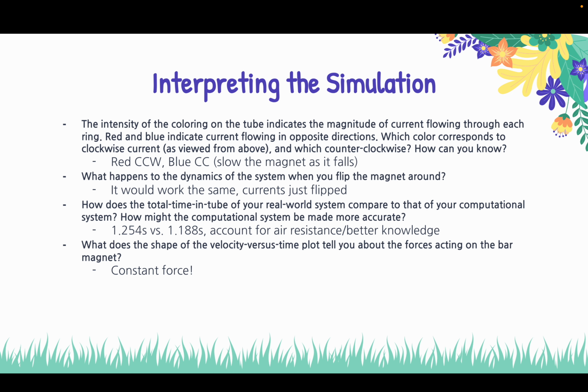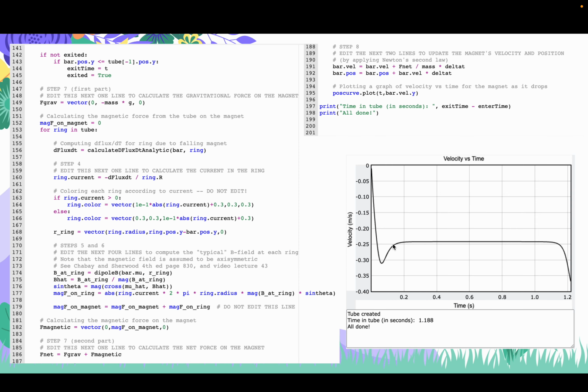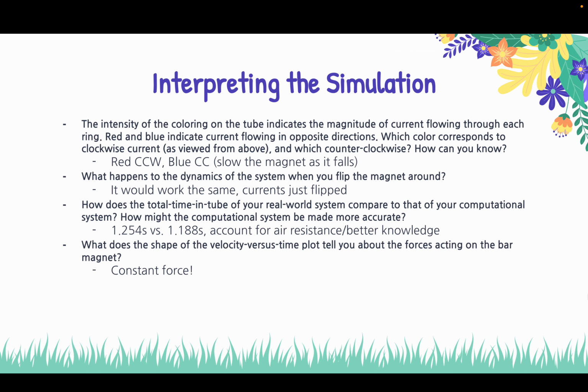And then finally, what does the shape of the velocity versus time plot tell about the forces acting on the magnet? As we can see here, it starts with a little wavering force, but then it's constant. Well, the velocity is stable because it's not accelerating.